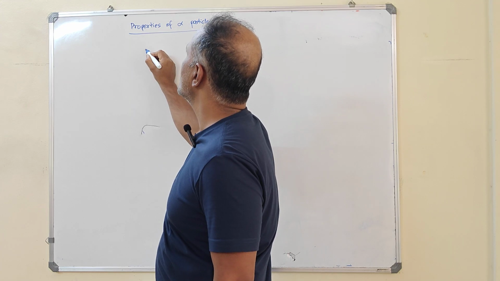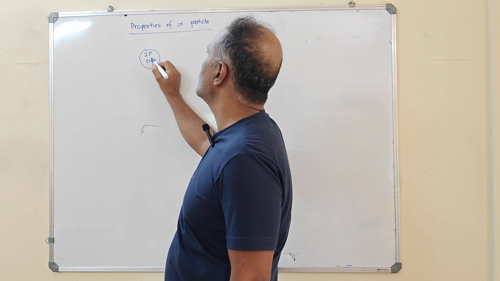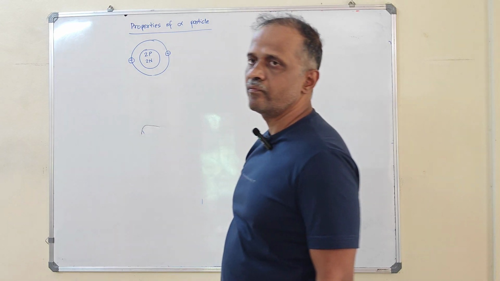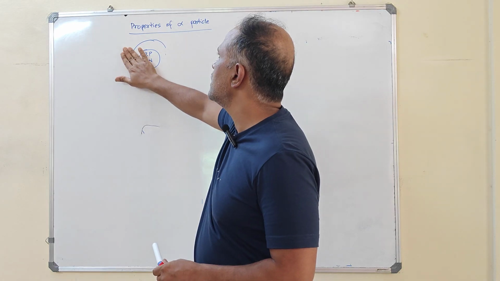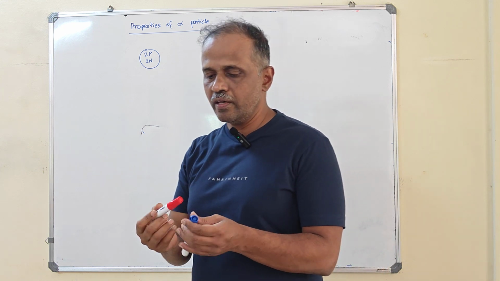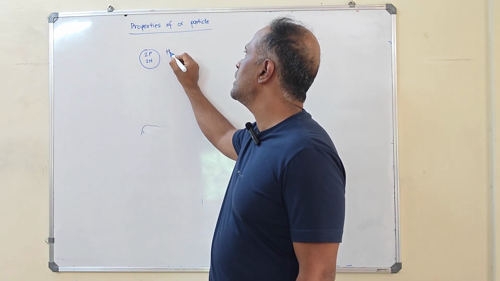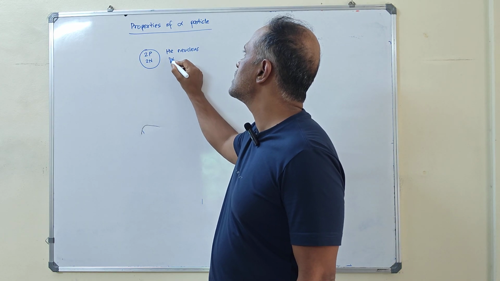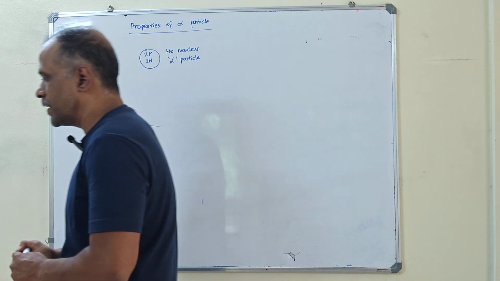If I have to draw a helium nucleus, it will contain 2 protons and 2 neutrons, and it will also contain 2 electrons in its first shell. Now if these 2 electrons are not there, if we ionize this gas, that is, we take out these 2 electrons, then what will remain? We will be left with only the helium nucleus. So this helium nucleus is nothing but an alpha particle.